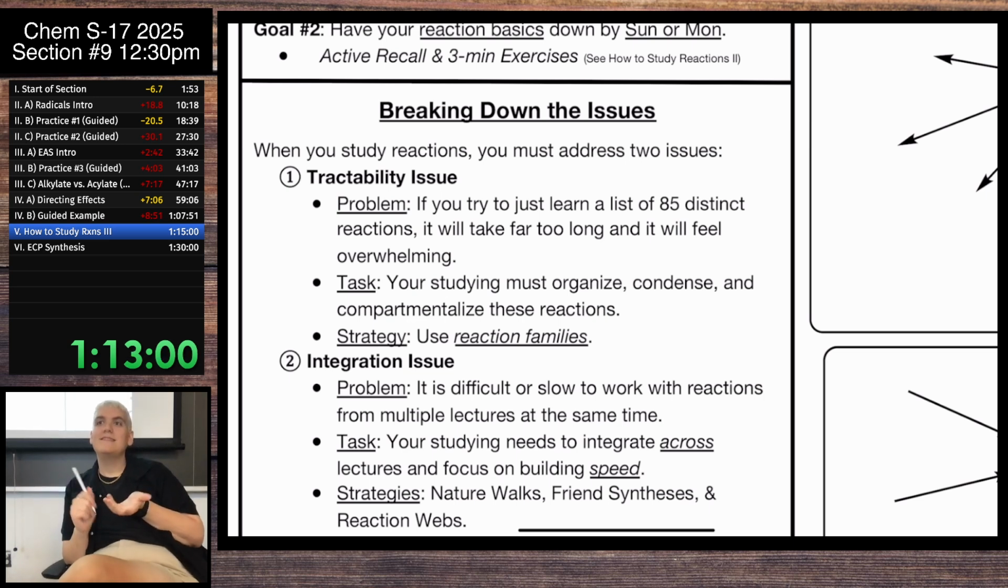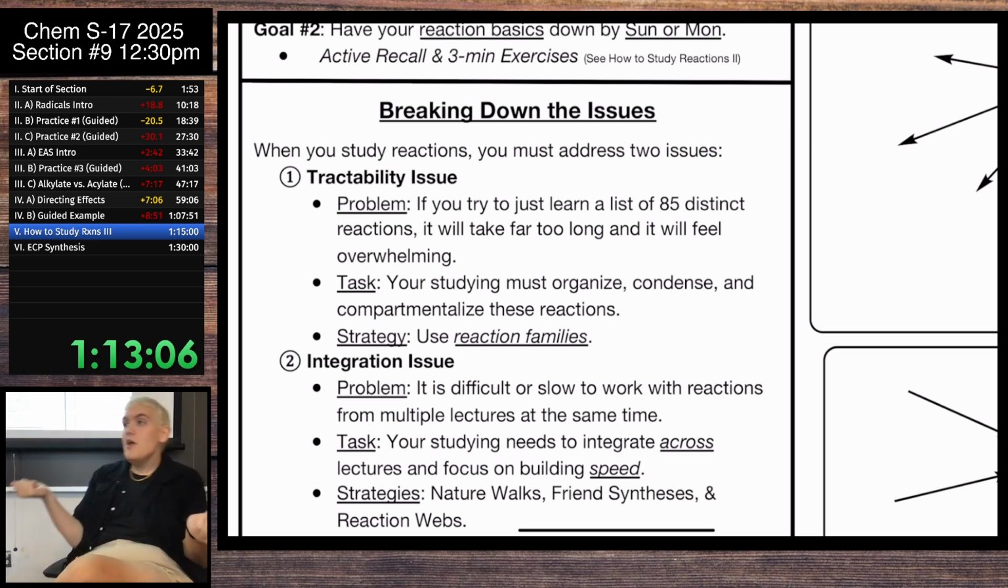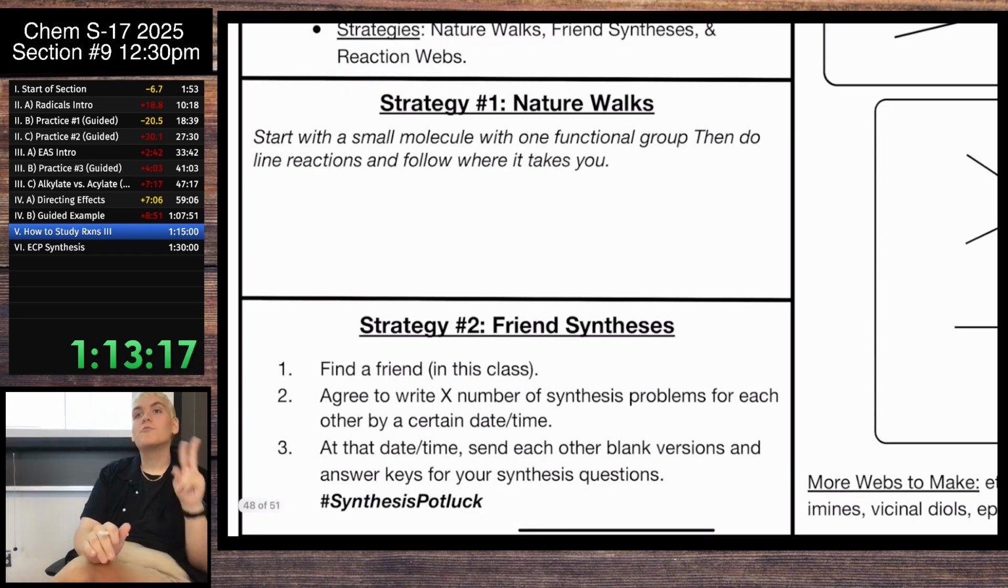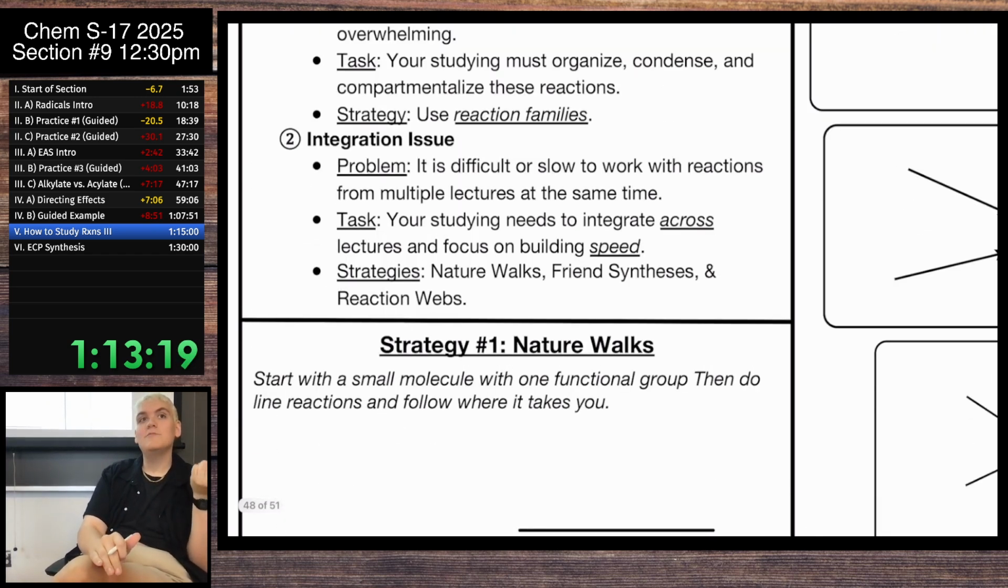Like one of the syntheses I was trying to write yesterday, I literally was like, how do I get a reaction from every lecture? No, because we want you to be able to take this and do bigger things. I don't know that one's going to be in there. But I'm going to talk through 3 strategies for how to deal with this integration issue and the studying that you should be doing Monday through Wednesday.